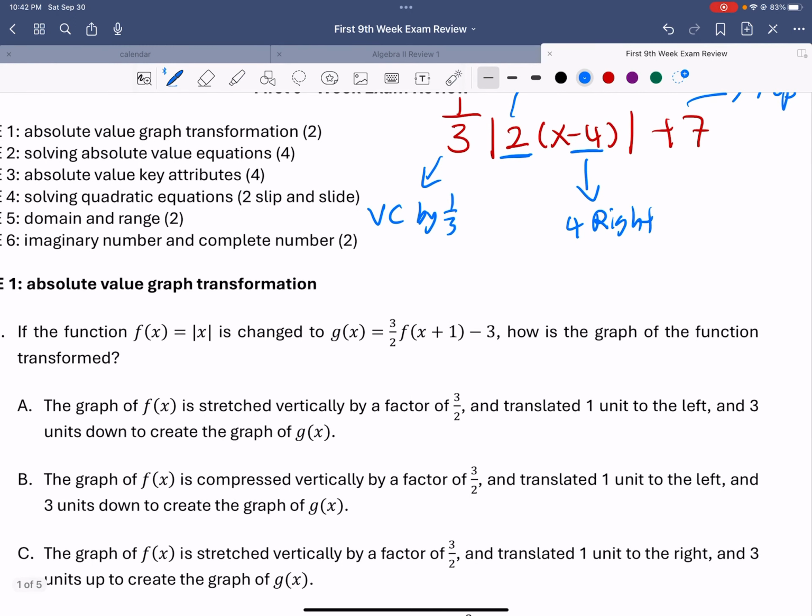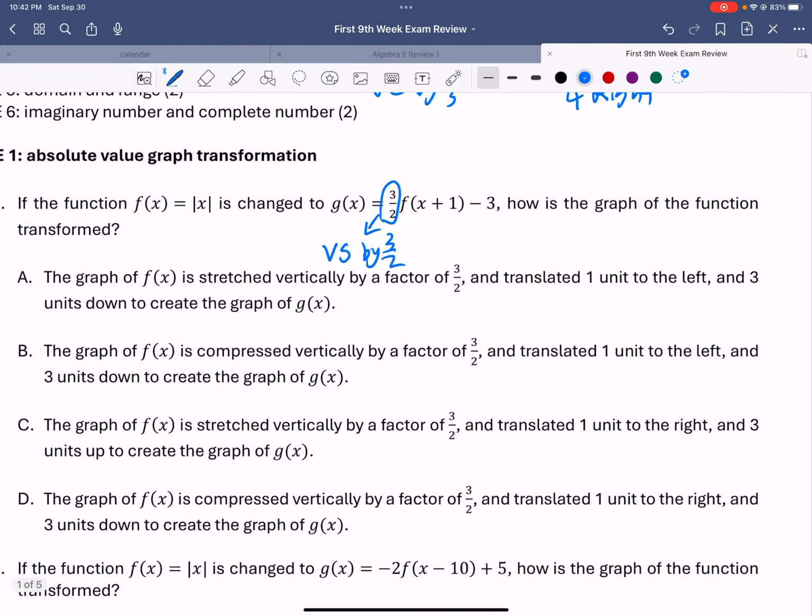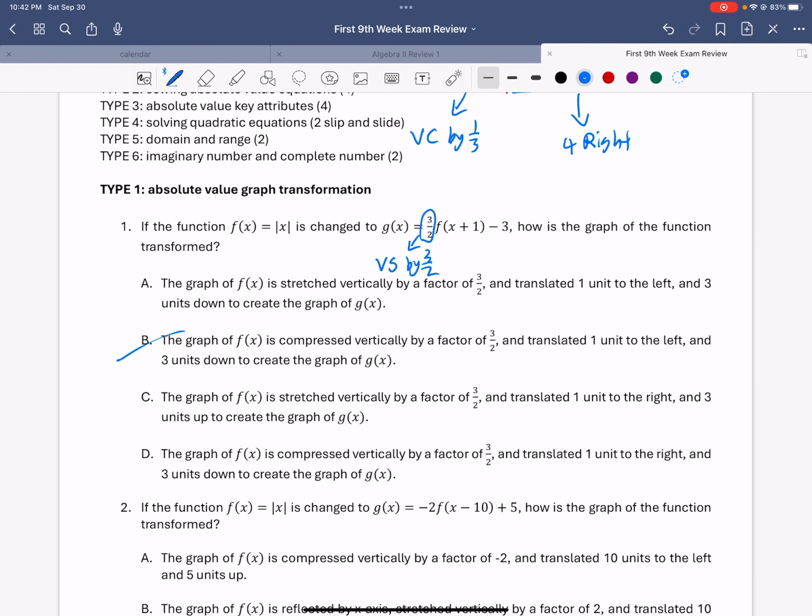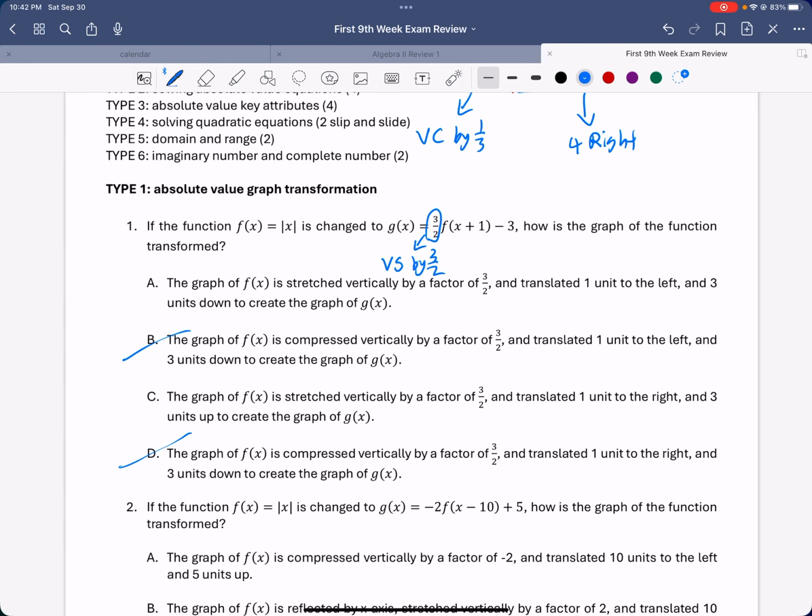But what about in this case? So let's look at this. 3/2. This one is outside of the parenthesis or bracket. Do you see this function sign? This one is outside of this function. So it's a vertical change, and that's bigger than 1. So that's going to be vertically stretched by 3/2. So I can get rid of this and this. The answer is going to be either A or C.